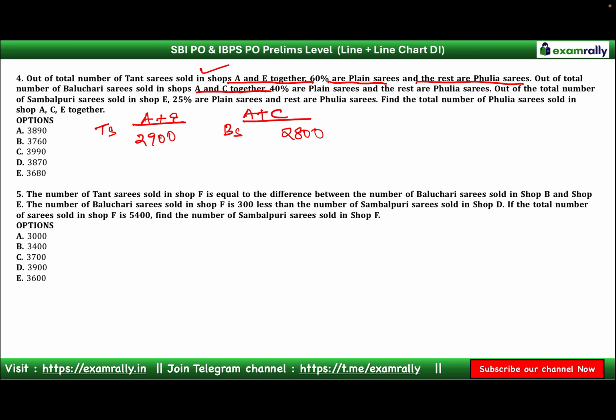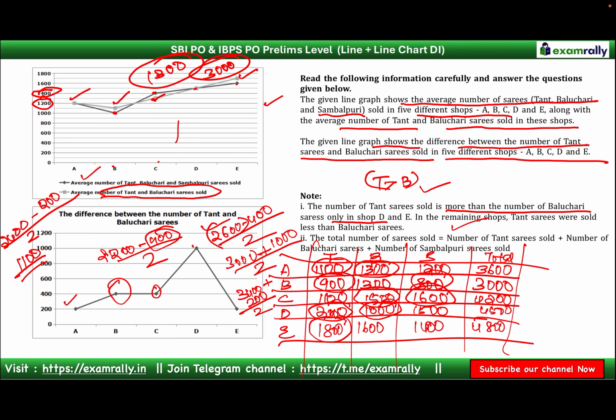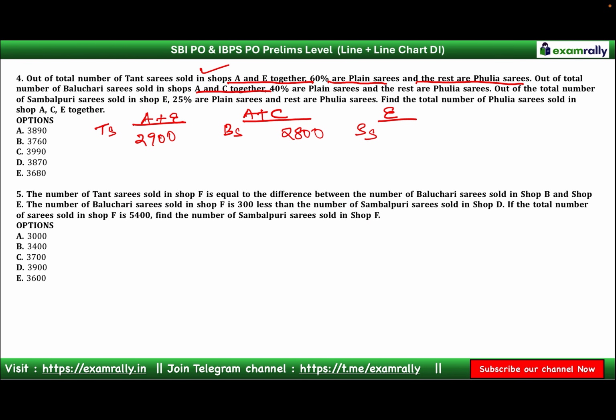And out of the total number of Sambalpuri sarees sold in E, only one is given. Okay, Sambalpuri sarees in E is what? 1400. Okay, 1400, 25% are plain and the rest are fulia. So in each type there are two types, plain and fulia sarees. Okay, what they asked to find the total number of fulia sarees sold in shop A, C and E together.